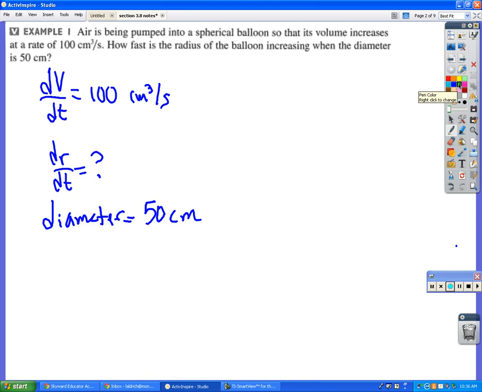What is the formula that you would come up with in this case on your own? 100 minus 50? No, totally unrelated to the numbers that they have given you. What is a formula that you know for some of the information in this problem? Volume. The volume of a sphere, because it says a spherical balloon. The volume of a sphere is what?